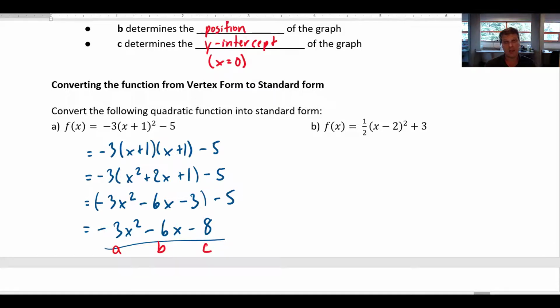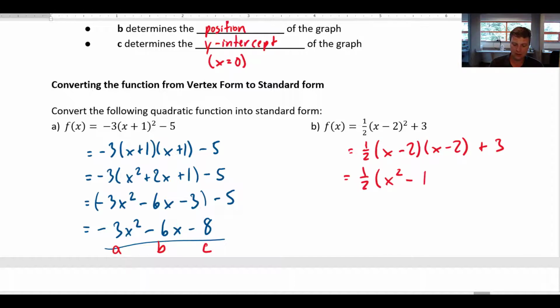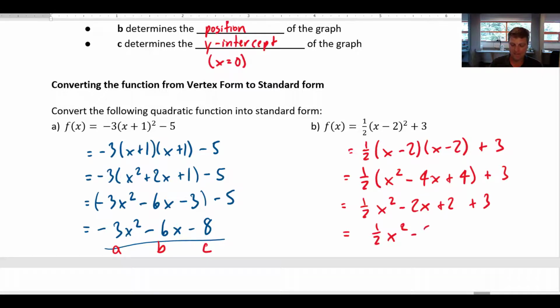So f of x equals 1/2 (x minus 2) squared plus 3. And so again, I'm just going to leave this 1/2 there for now, and I'm going to expand out my brackets. And so this is going to become 1/2 (x squared minus 4x plus 4). And I've got a little plus 3. Distribute that 1/2 across the brackets, and I get 1/2 x squared minus 2x plus 2. And then don't forget the plus 3 at the end. Collect like terms. 1/2 x squared minus 2x plus 5.